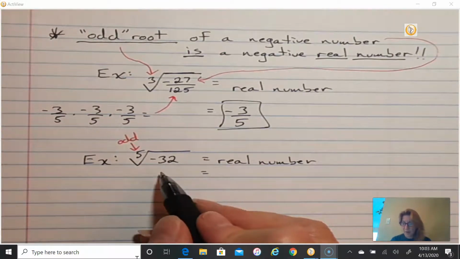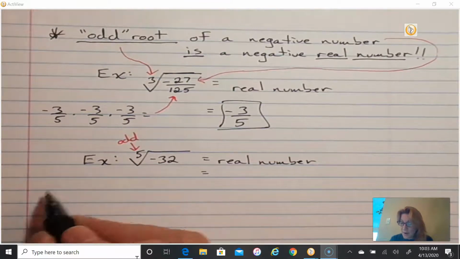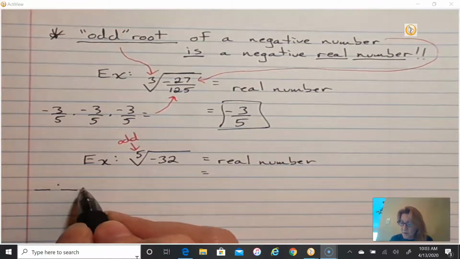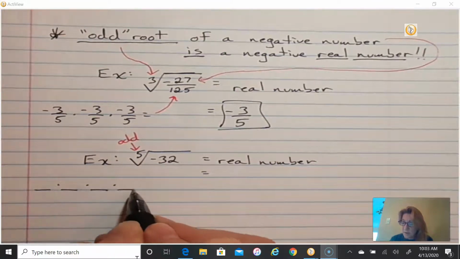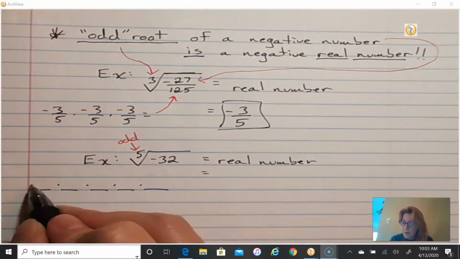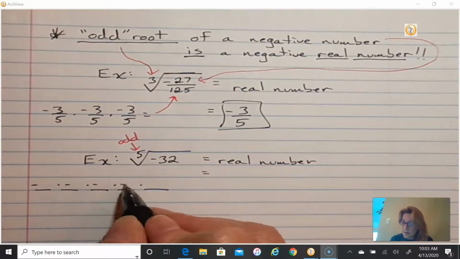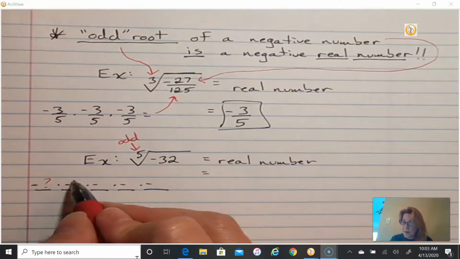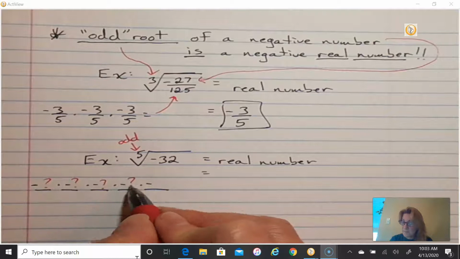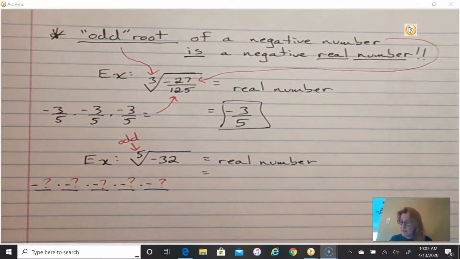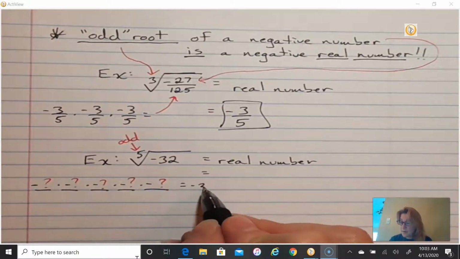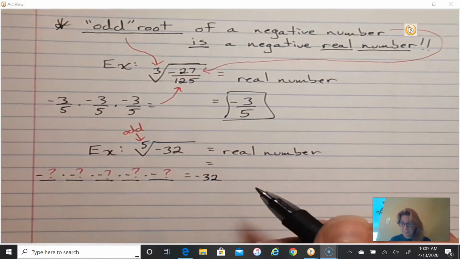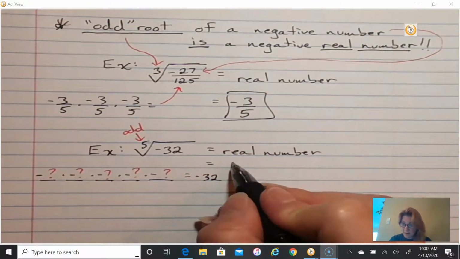So what number times itself 5 times? 1, 2, 3, 4, 5. Negative, negative, negative, negative, negative. What times itself 5 times is going to get you negative 32? The answer is negative 2.